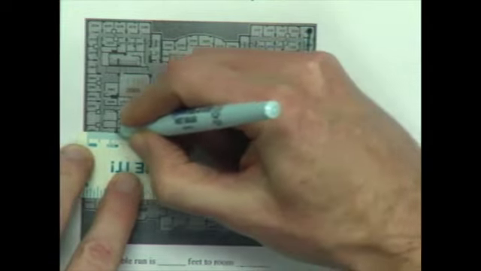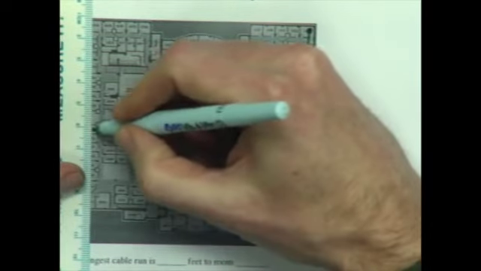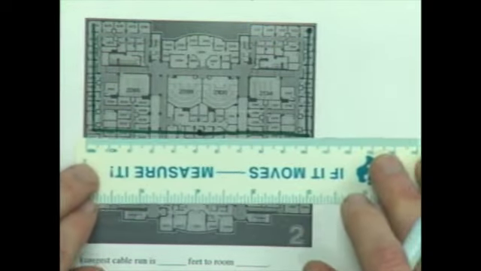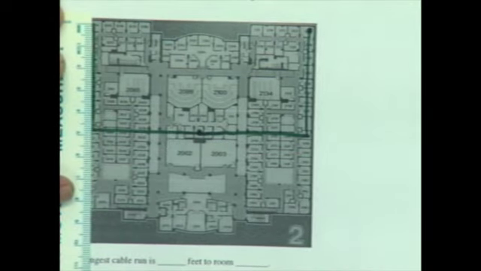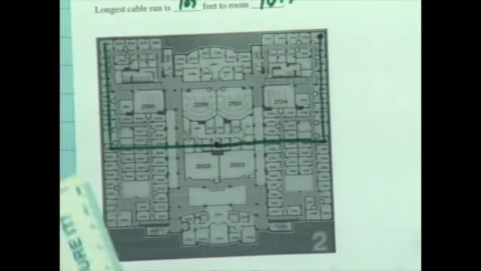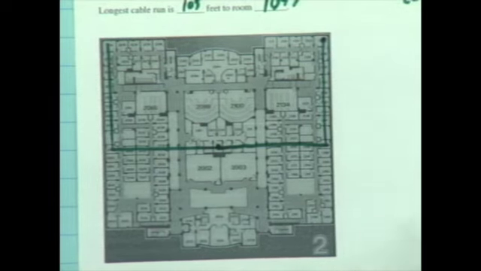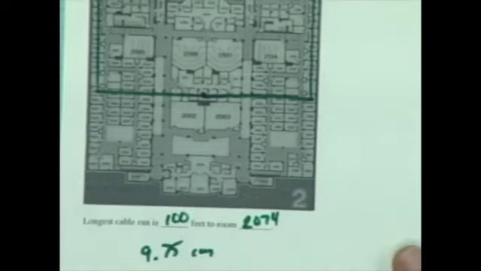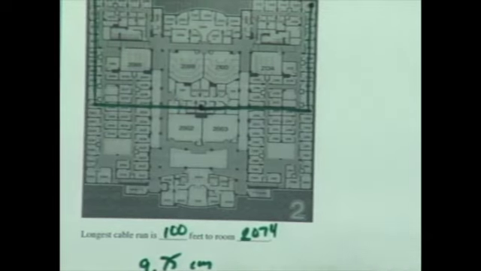So let's just do this one up to here. Looks like that was what? 5 plus, yeah, it's about 9. Let's go 0.75 centimeters. Was it 10 feet per centimeter? So we're about, let's just go about 100 feet to room 2074. All right? And then I would do the same thing and just average them, okay?